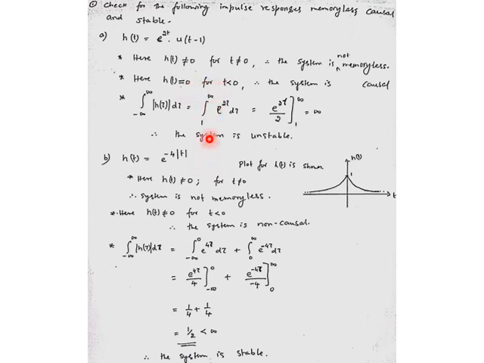If I want to look at the stability for the given h of t, I have to take the condition for stability. It says the integration from minus infinity to infinity of the magnitude of h of tau d tau, if it equals infinity, then the system is unstable. The value of the integration of h of t over the interval minus infinity to infinity should be a finite value, then only the system is stable.